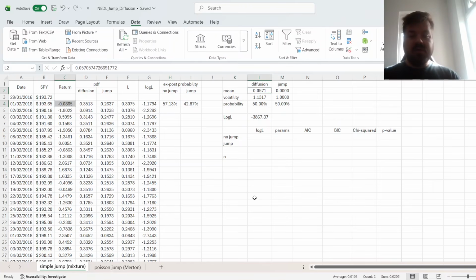quite close to the diffusion mean in this case, it's more likely that this observation resulted from a diffusion process rather than from a jump process because of the volatility of this observation being low. And so the Bayes theorem has updated our priors, and from this observation we know that with a 50-50 chance of diffusion and jump happening, it's more likely that the jump has not happened because the evidence suggests that the volatility of the observation is quite low.